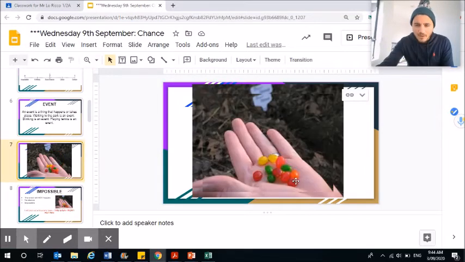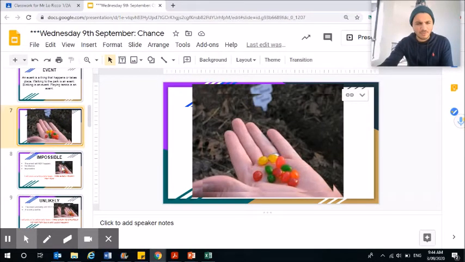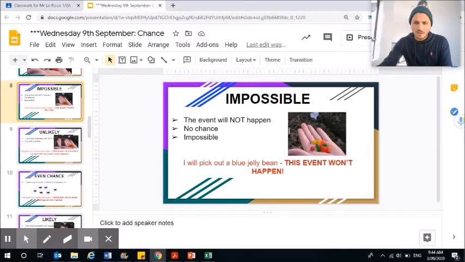All right, jelly beans is what we're going to be looking at today. So let's go through our probability scale. Have a look at what's in the pile of jelly beans. We've got 2 yellows. We've got 1, 2, 3, 4, 5 reds. We've got 3 greens and 1 orange. So the event, I will pick out a blue jelly bean. Impossible. Can't pick out a blue jelly bean because there's no blue jelly beans there. So that event won't happen. It is impossible.